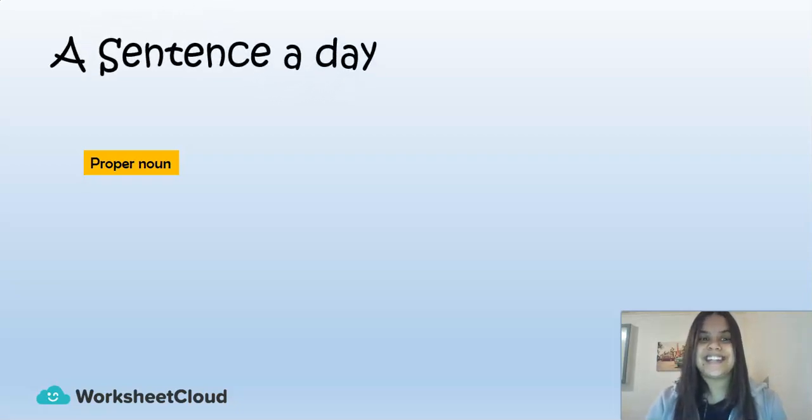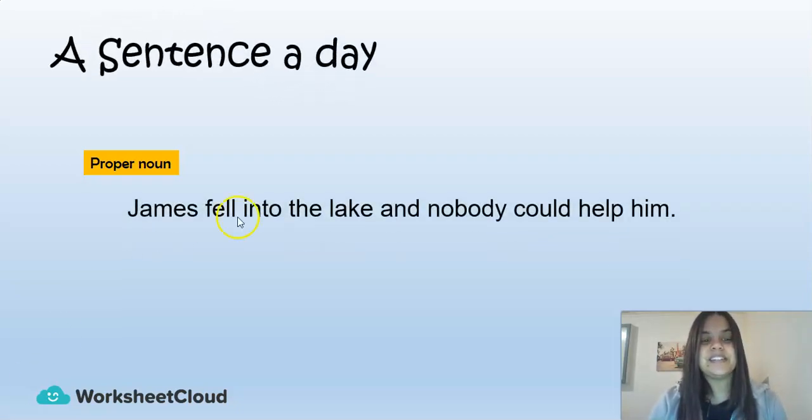A sentence a day. Our sentence is: James fell into the lake and nobody could help him. It's a proper noun we have there right in front, and so the first one is given to you, grade 4. What I would like you to do now is to break this up into parts of speech on your own, and then see how many you got right when I give the answers. Good luck, grade 4s.